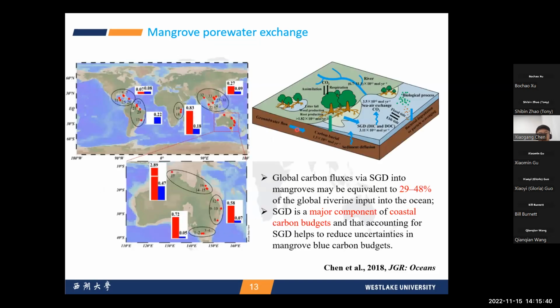Then we upscaled, combining our results with the literature data. We upscaled to the global mangrove area, and we estimated the global carbon fluxes via groundwater flow in mangroves. Based on the result, the global carbon fluxes via groundwater flow into the mangroves may be equivalent to 29 to 48% of the global river contribution. Based on the local and global results, we can see SGD is a major component of the coastal carbon budget, and accounting for SGD helps to reduce uncertainty in the mangrove blue carbon budget.